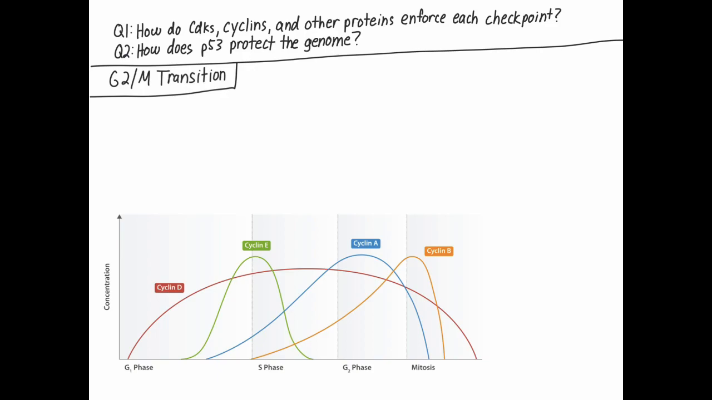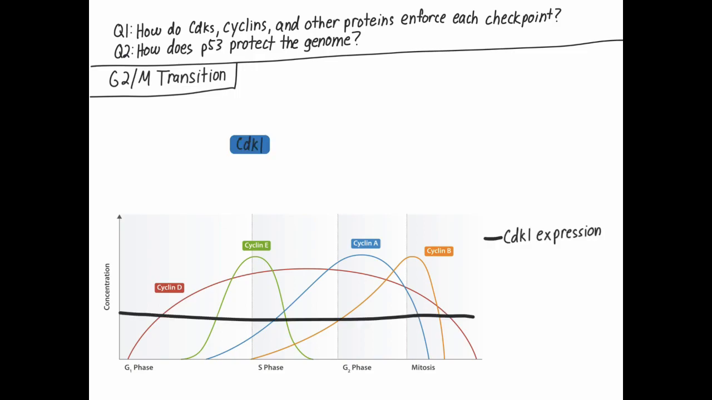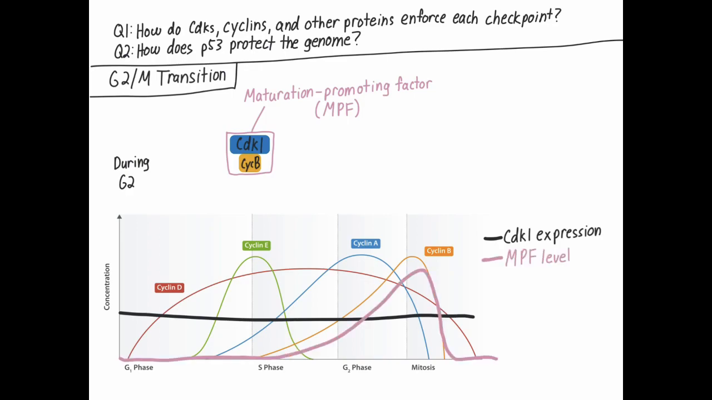Another CDK cyclin pair is at work at the G2M transition. The kinase CDK1 is expressed at fairly constant levels. Cyclin B accumulates as the cell cycle progresses, reaching high concentrations by the end of G2. During G2, cyclin B binds to CDK1, forming the maturation promoting factor, or MPF, which, like other CDK cyclin pairs, forms following cyclin accumulation.